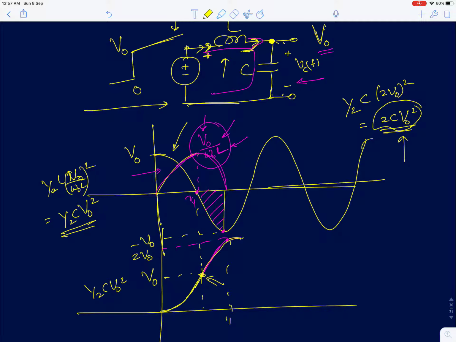And at t equal to T by 2 the capacitor stores an energy of 2 C V0 square, out of which C V0 square comes from the input voltage source. Again, by going in a very similar way as we did for a parallel LC circuit, you can show this result as well.